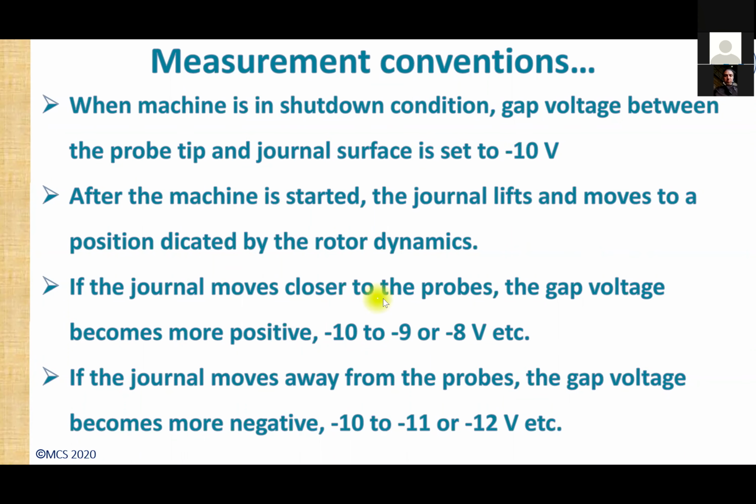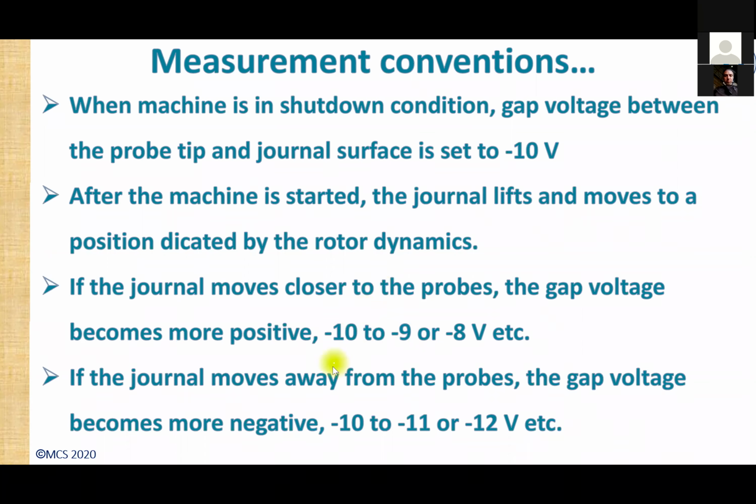If the journal moves closer to the probes, the gap voltage becomes more positive. If the shaft is moving towards the probe, we say the voltage is becoming more positive. It means that from the set voltage of minus 10, it may go to minus 9, minus 8, minus 7, like that. So minus 7, minus 8 are numbers which are bigger than minus 10. That's why we are saying the voltage becomes more positive. So voltage becoming more positive means the shaft is moving towards the probe.